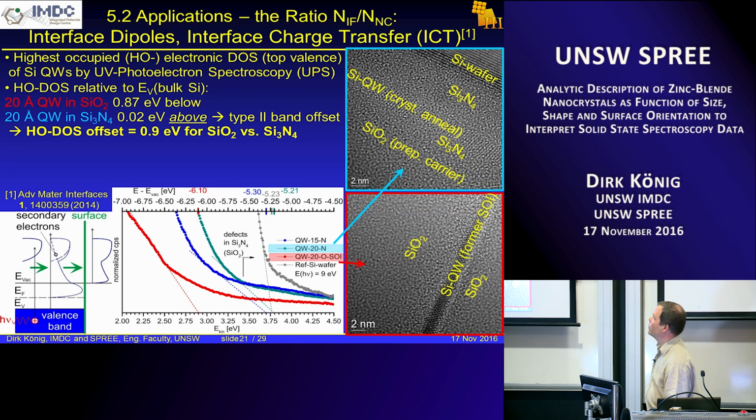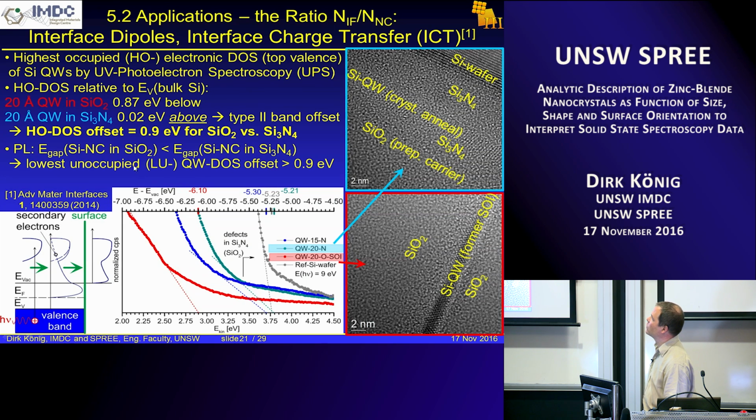And this difference comes about because of the embedding in different dielectrics. Because we know from photoluminescence that the gap of silicon nanocrystals in silicon nitride is bigger as compared to the ones in silicon dioxide, we can presume that the offset between the lowest unoccupied states is bigger than 0.9 eV. And thereby you can generate P and N type preference in silicon, and thereby again you can build undoped devices.